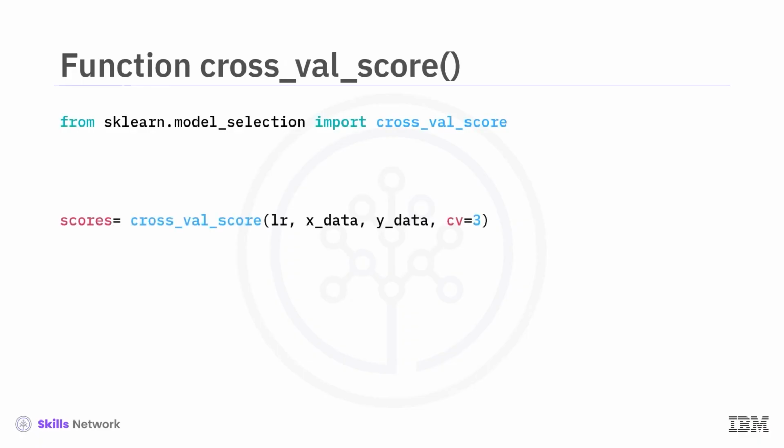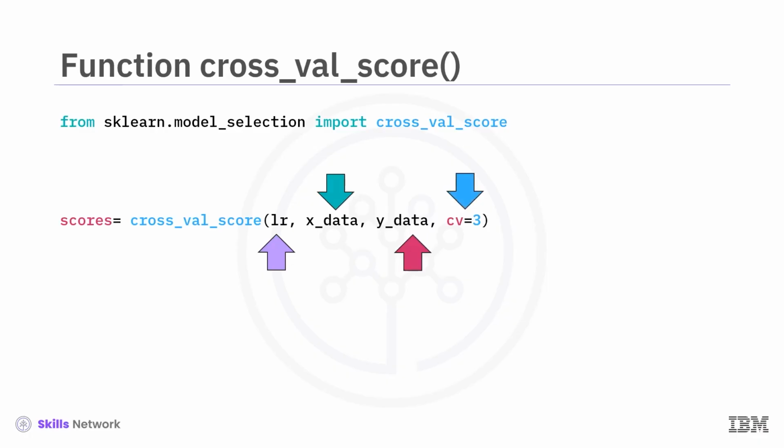We then use the function cross_val_score. The first input parameter is the type of model we are using to do the cross-validation. In this example, we initialized a linear regression model, or object LR, which we passed to the cross_val_score function. The other parameters are x_data, the predictor variable data, and y_data, the target variable data.